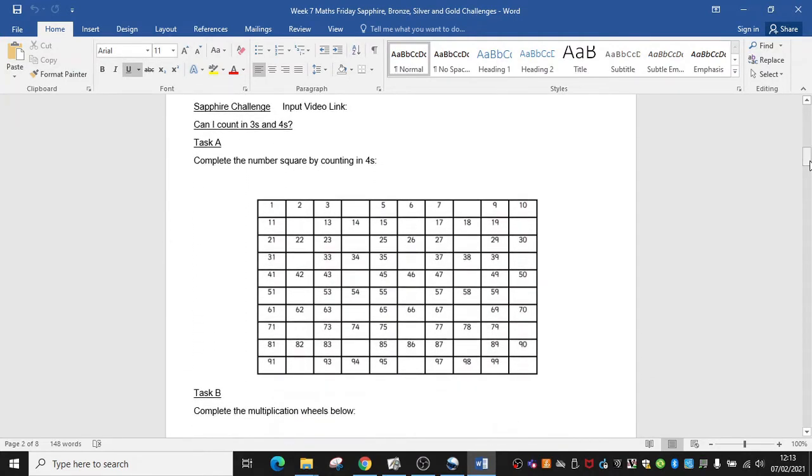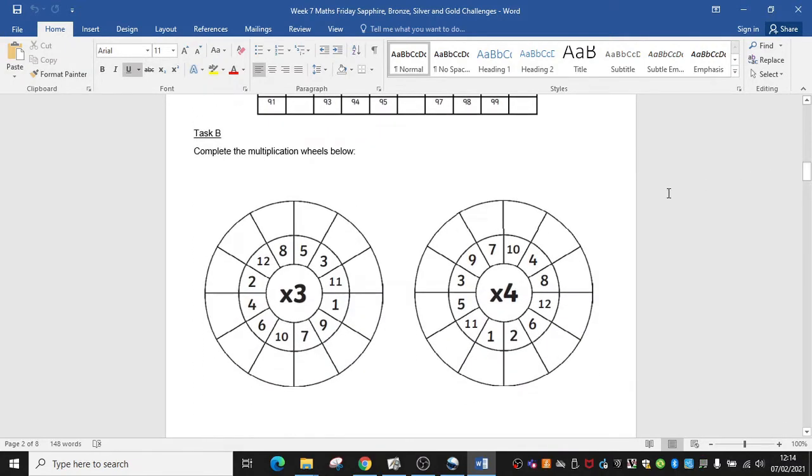Now, the Sapphire group, you have been counting in threes and you've been counting in fours, so I'm going to get you to have a go at both of those today. First of all, there's a grid here to remind us about counting in fours because yesterday you worked on the 3 times table. And then I'd like you to complete these multiplication wheels.